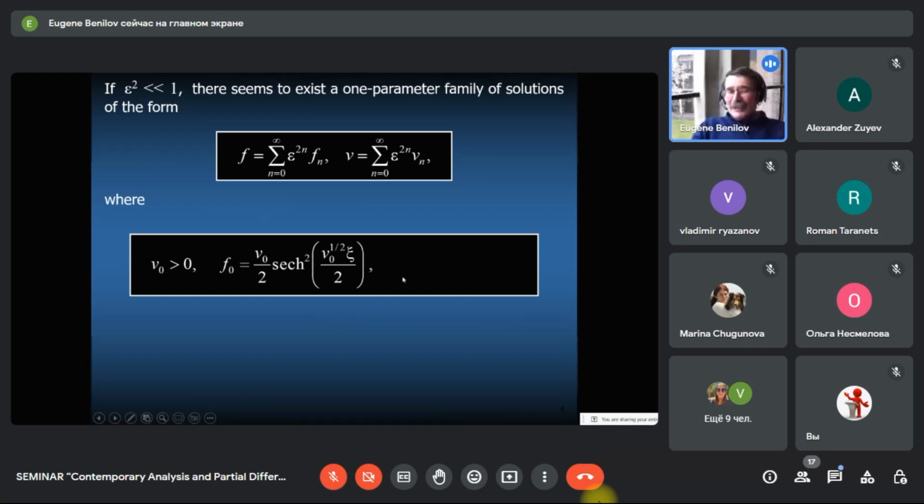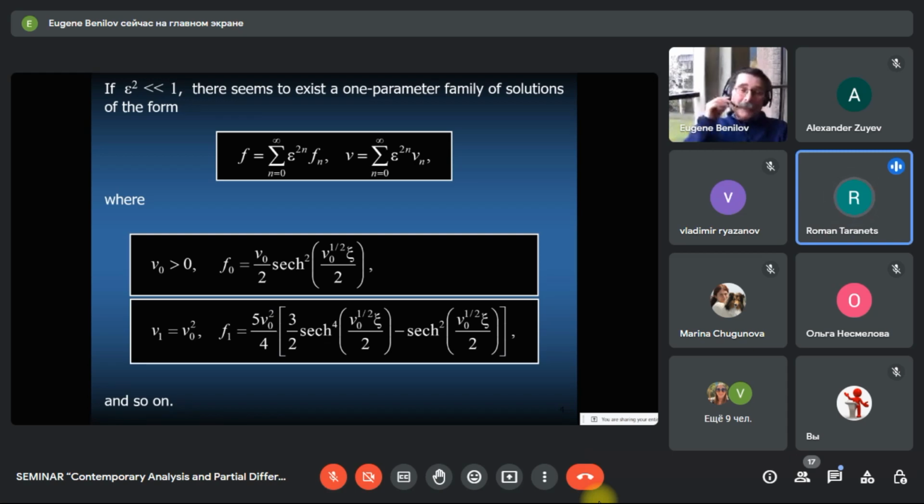Just to remind you, the notation we use for sech is 1 over hyperbolic cosine of this. The velocity v naught is the leading order velocity of this solitary wave. It also determines the amplitude because it appears there as well. There is one parameter, v naught. And of course, you can shift it. The problem is translationally invariant, so there is another parameter which is not important, so I didn't mention it.